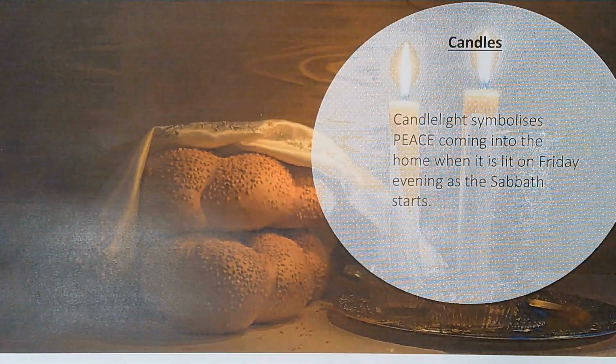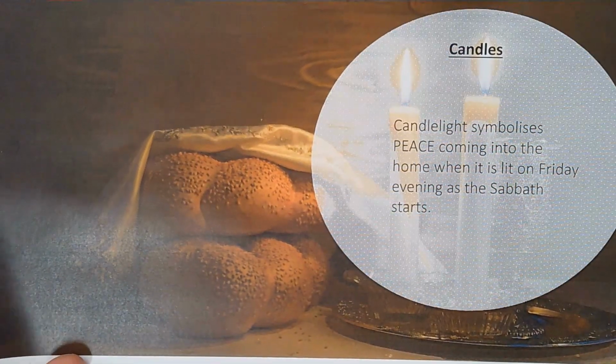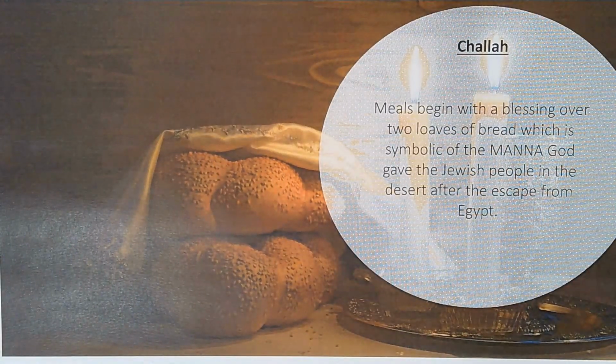So challah is a Jewish bread that is blessed. Meals begin with a blessing over 2 loaves of bread. You can see in the background here pictures of the challah bread alongside the candles. 2 loaves of bread which are blessed, and it is symbolic of the manna God gave the Jewish people in the desert after their escape from Egypt. Okay, so that is a story that Jewish people believe in, and the bread symbolises this escape from Egypt for Jewish people.